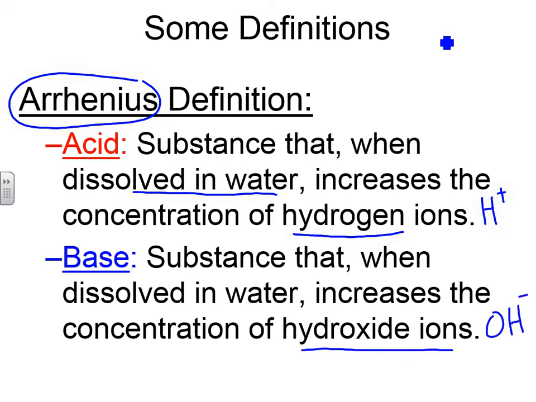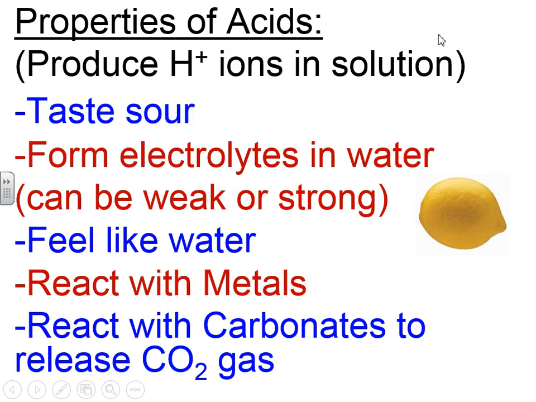OH-. Now you can notice that an H+ ion and an OH- ion together form water, HOH. So these are actually centered around water. And so these are the basic definitions of an acid and a base. Let's talk about some properties.